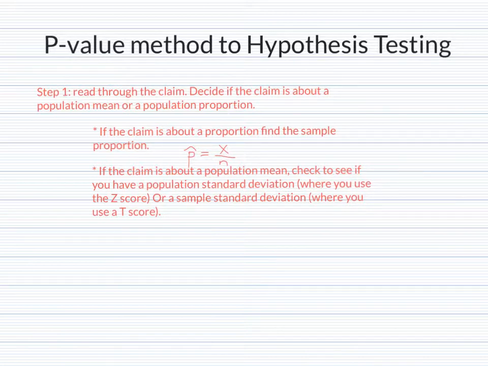So the first step is to read through the claim. Let's decide if the claim is about a population mean or a population proportion. If the claim is about the proportion, you need to find the sample proportion, which is your x over n. And if the claim is about the population mean, you need to check and see if you have a population standard deviation, which is where you'll use the z-score, or a sample standard deviation where you use the t-score.